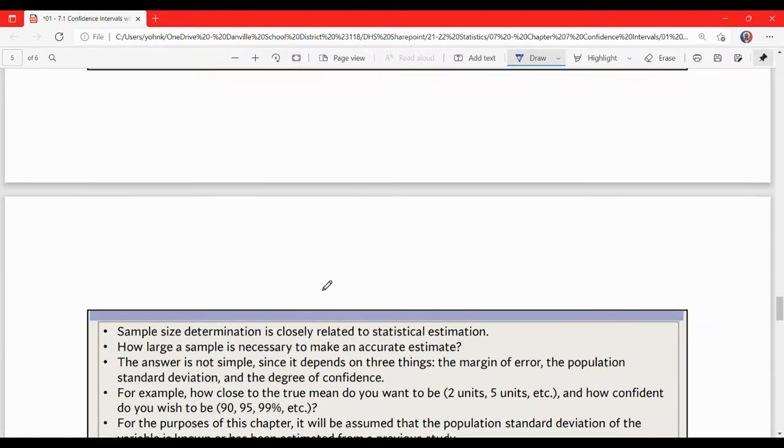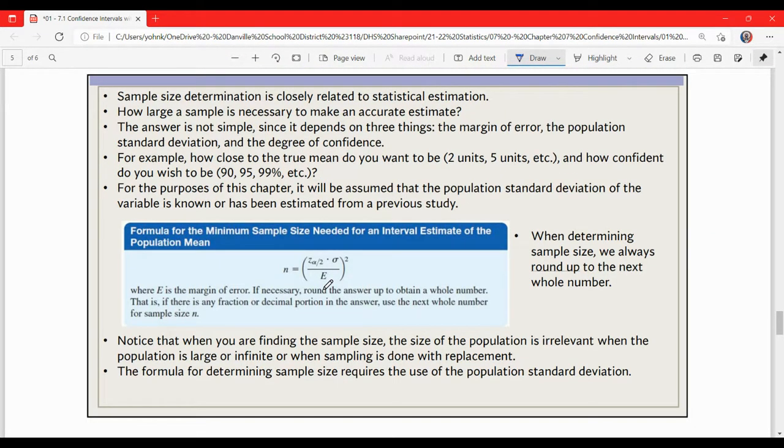All right, so sample size determination is closely related to statistical estimation. How large a sample is necessary to make an accurate estimate? Well, the answer is not simple. It depends on 3 things: the margin of error, the population standard deviation, and the degree of confidence. So, for example, how close to the true mean do you want to be? 2 units, 5 units, etc. And how confident do you wish to be? 90, 95, 99%, etc. Well, for the purposes of this chapter, it will be assumed that the population standard deviation of the variables is known or has been estimated from a previous study.